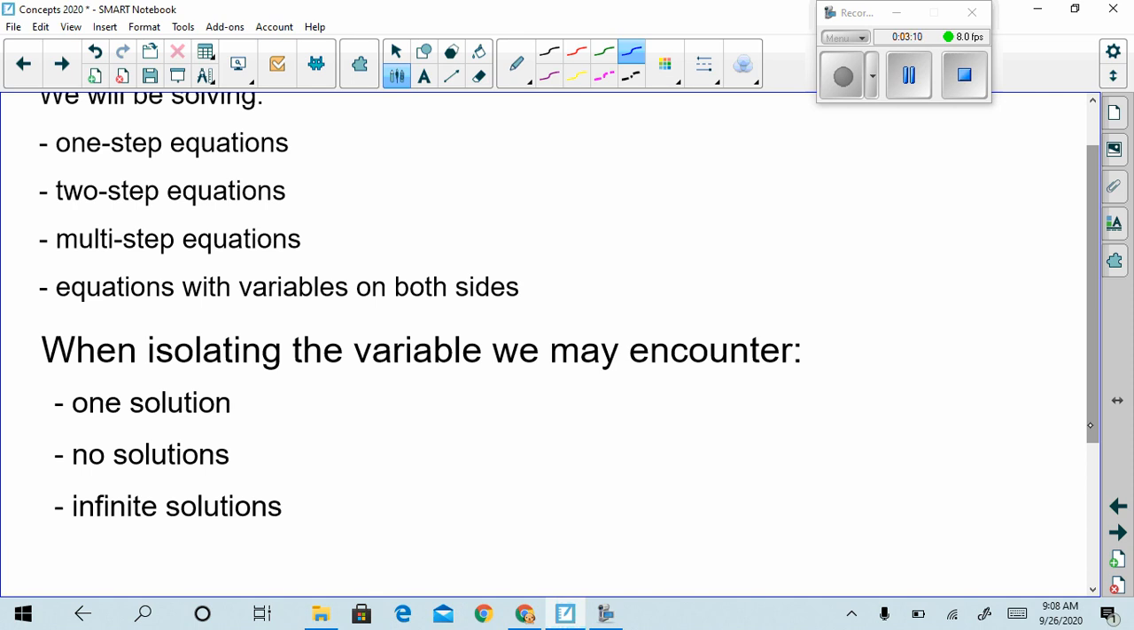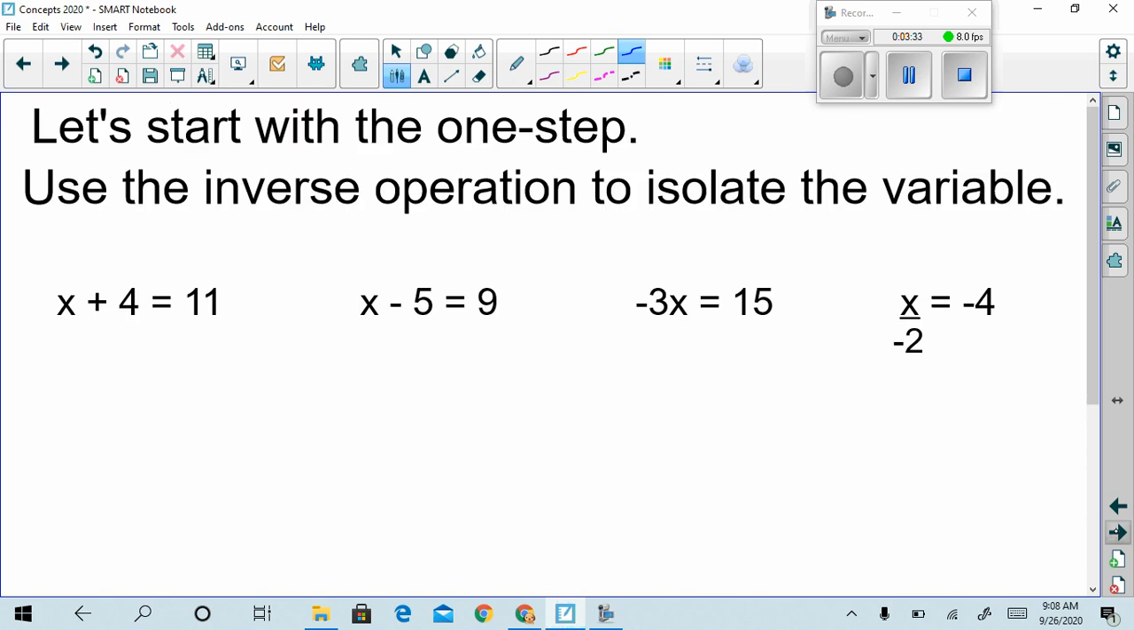When we're isolating the variable, we may find out that we just have one solution, and that has been the case probably with almost all the equations you've already solved. But once we encounter this last type, variables on both sides, we're going to see that we could have no solution or infinite solutions. Let's start solving. We'll start off easy with the one-step. Use the inverse operation to isolate the variable.